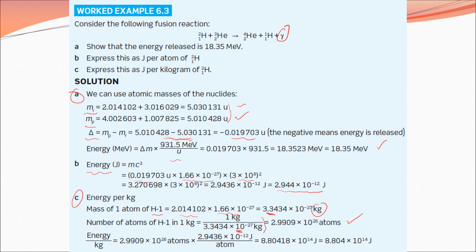Once you've got the number of atoms, multiply it by the energy, 2.94. That is that number there. He ended up in there. Plug it into your calculator and it comes out in the wash. 8.8 by 10 to the 14 joules.